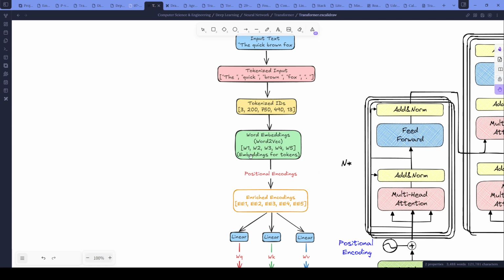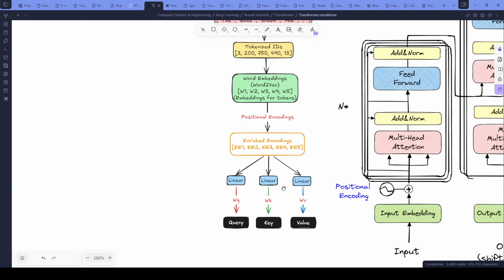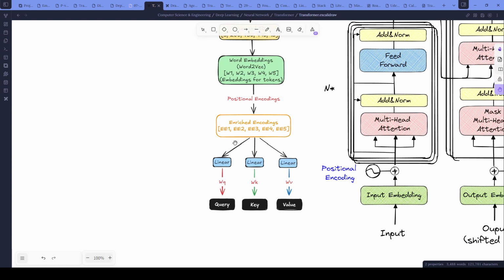Positional encodings will be added to each of the word vectors, and they will capture the position of the word within the sentence. After adding the positional encodings to the word embeddings, we get the enriched encodings, and from there there will be some linear transformations to normalize the input vectors, and after that there will be some multiplication with the encodings.